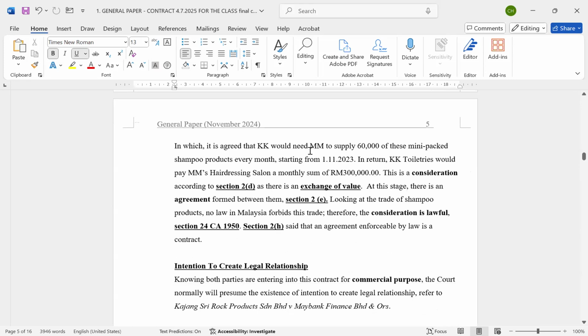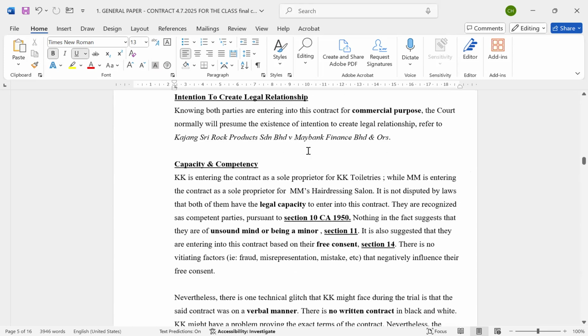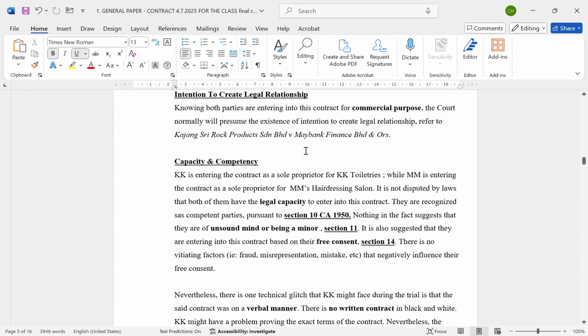But you must cite the relevant section, because the number one thing that we must follow is statute. Statute first. The primary legislation in Malaysia as a common law country will be statute plus case law. Okay, something like that.